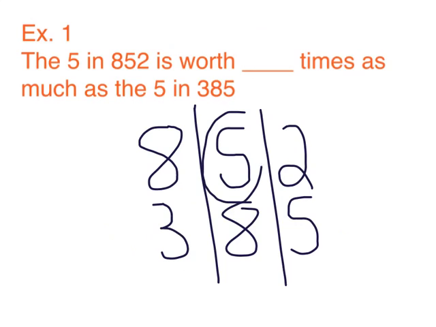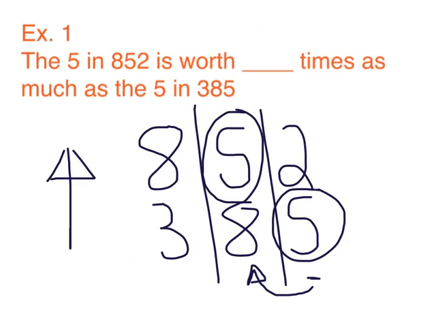I'm going to circle the 5 in both my numbers to show those are the two numbers I'm comparing. I know that when I go from the ones place to the tens place, my number is getting bigger. So I'm going to draw an arrow to show that my value is getting bigger. When my number gets bigger by one place value, I know that I'm multiplying by 10. So I know the 5 in 852 is worth 10 times as much as the 5 in 385.